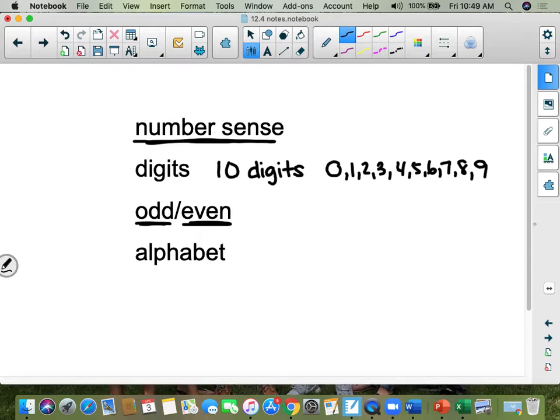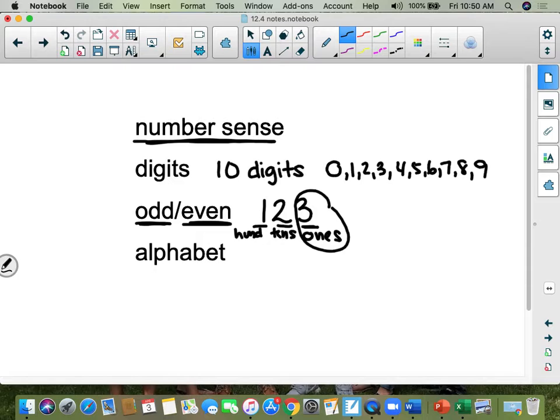For example, 123. Does the ones, does the tens, or does the hundreds spot tell you if it's an odd or an even number? You have to know about number sense, which I mean is ones, tens, hundreds. What makes it an odd number? What makes it an odd number is the ones.